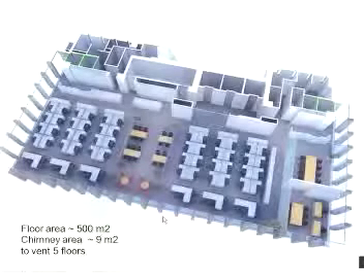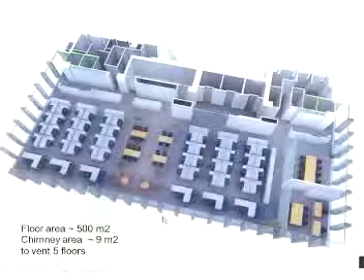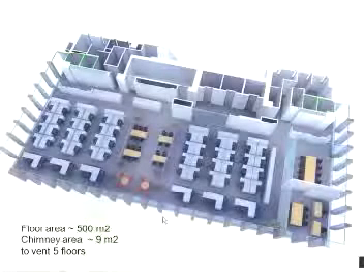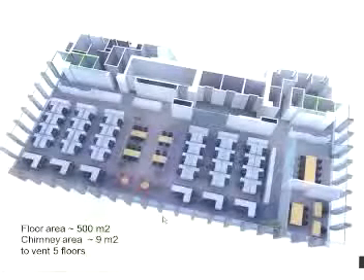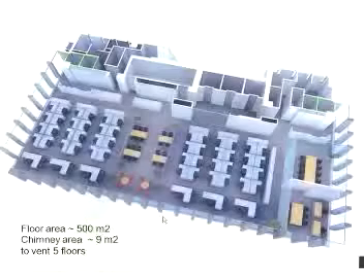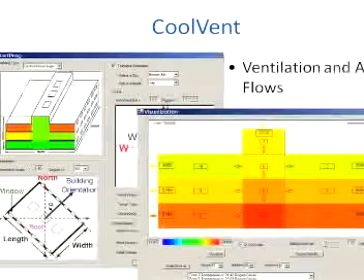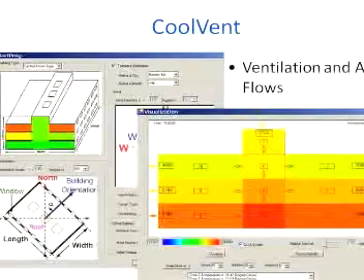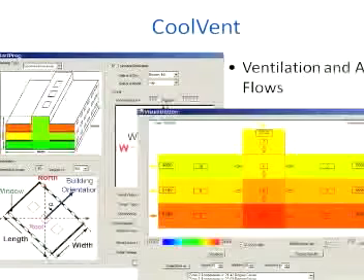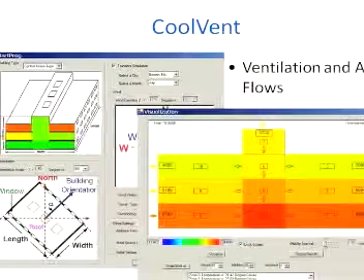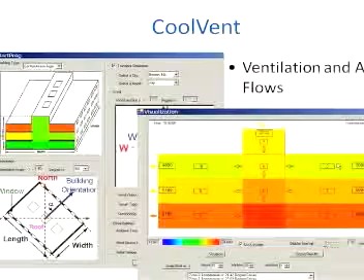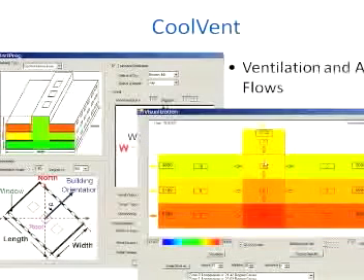And again, our projections for Tokyo is we can save about 50% of the energy normally used for air conditioning of a building of this type. We also have developed some software tools. This one's called CoolVent, which allows designers, architects, and developers to get an initial handle on how a building will perform in terms of the temperature distribution and air circulation through a complicated building.